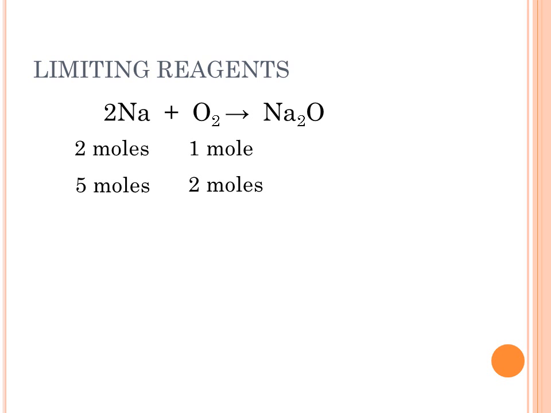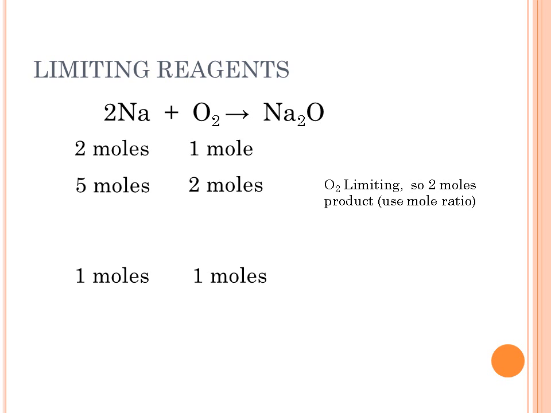So to work out how much product we are going to produce, we have to start with our limiting reagent. From the mole ratio, 1 mole of oxygen gives us 1 mole of sodium oxide, so therefore 2 moles of oxygen will give us 2 moles of our product, our sodium oxide.